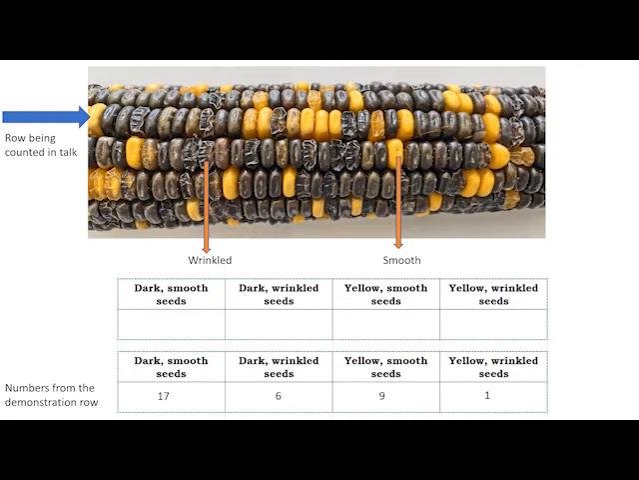Now I went down that entire row and I gave you the results from that row. I had 17 dark smooth seeds, 6 dark wrinkled, 9 yellow smooth, and 1 yellow wrinkled. This is a good start, but it's nowhere near 200 seeds. That means I have to keep going to the next row and then the next row and keep on going.